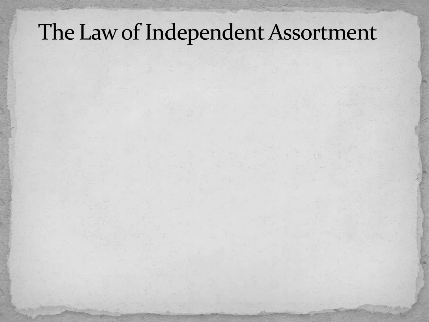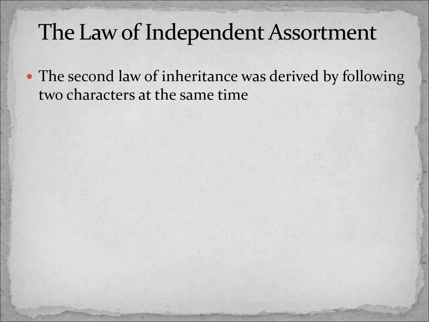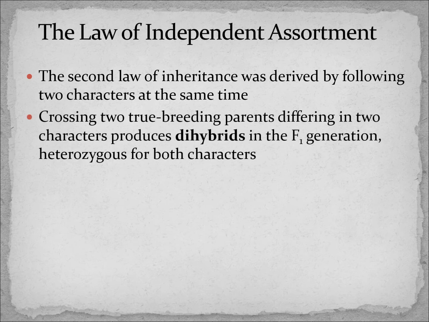Now, the law of independent assortment was derived from crosses when he was investigating two characters. He investigated two characters at a time. This is called a dihybrid cross. So if you crossed true-breeding individuals which differ in their characteristics, producing dihybrids, then the F1 generation are going to be heterozygous for both characters.